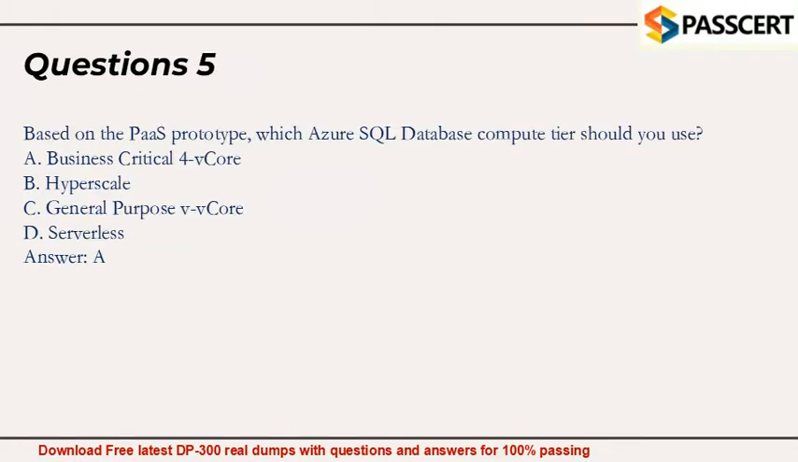Question 5. Based on the PaaS prototype, which Azure SQL Database compute tier should you use? A. Business Critical 4 vCore. B. Hyperscale. C. General Purpose vCore. D. Serverless. Answer: A.